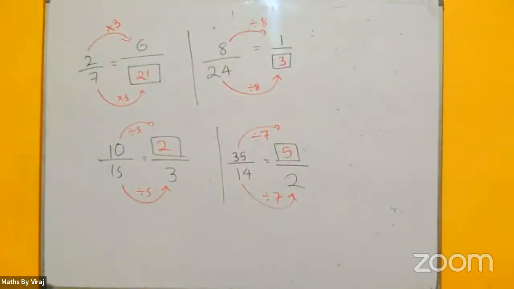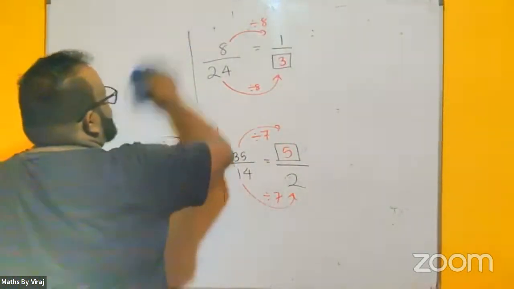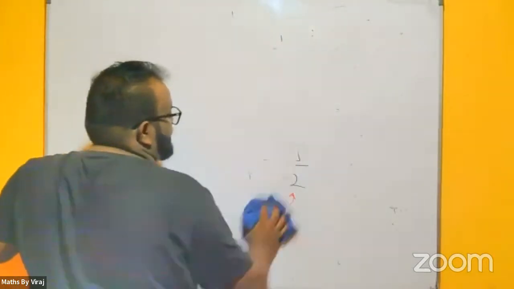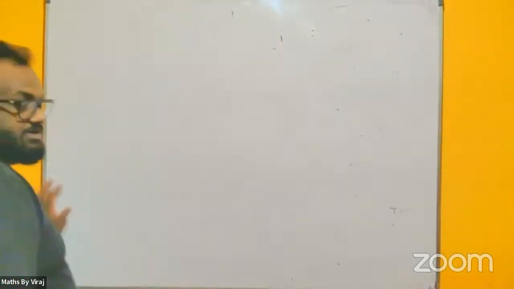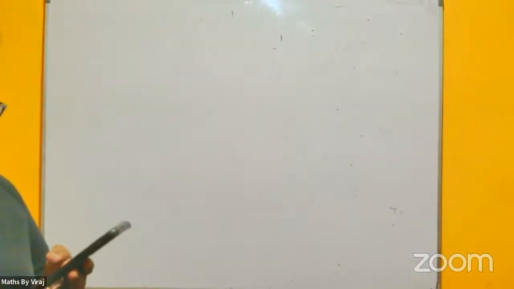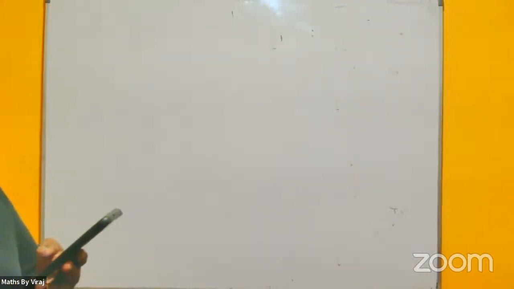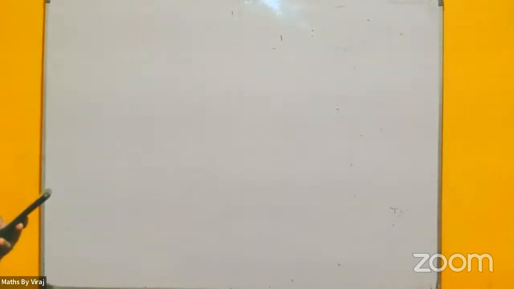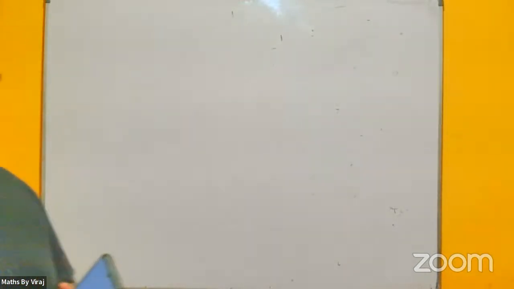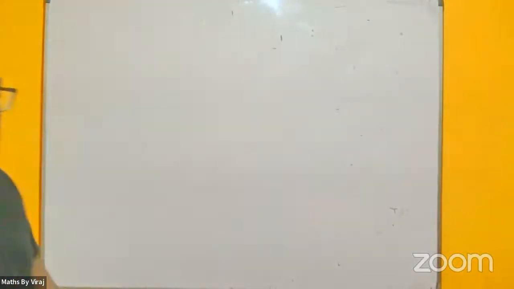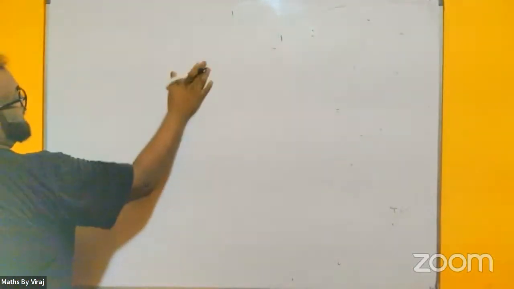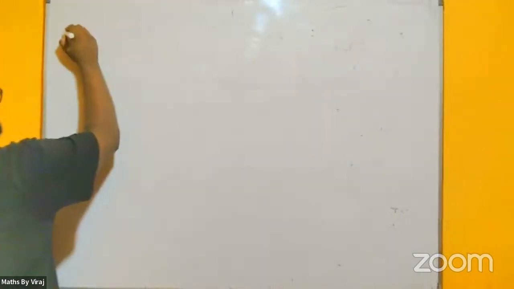Right. So we have these equivalent fractions. We know what to do, this and that. Very simple and very easy calculations done. Right. Now, what if someone asks you to write two equivalent fractions for a given fraction? Let's say I'm going to write two equivalent fractions.